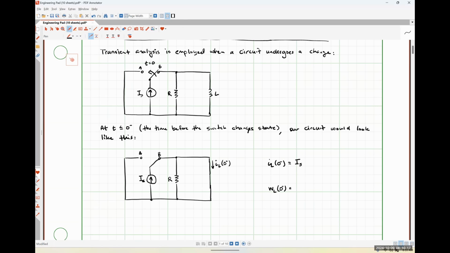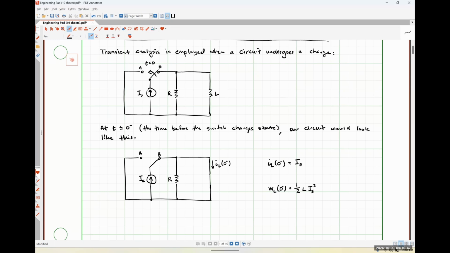So what's the energy stored by the inductor at 0 minus? What's the equation for energy stored by an inductor? It should be in your notes. 1/2 L times the current squared. So 1/2 whatever L is, times our source current squared.